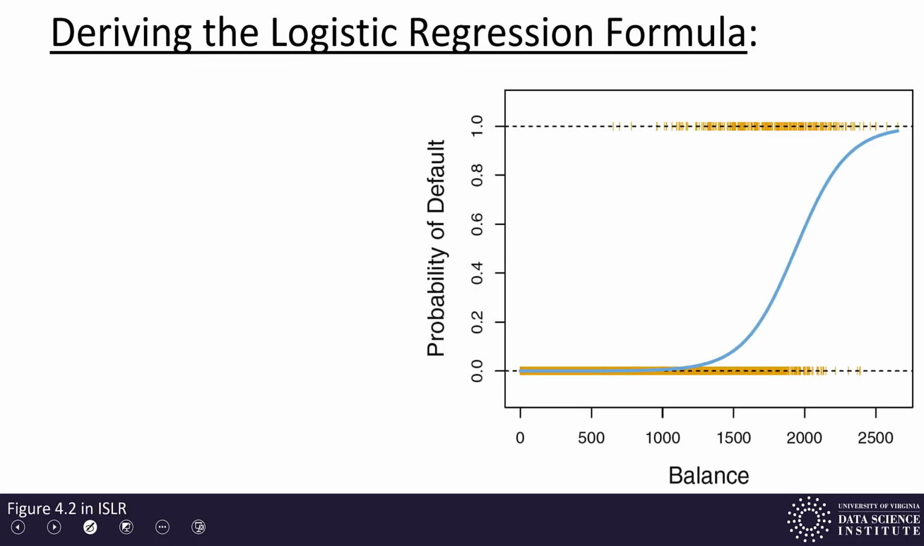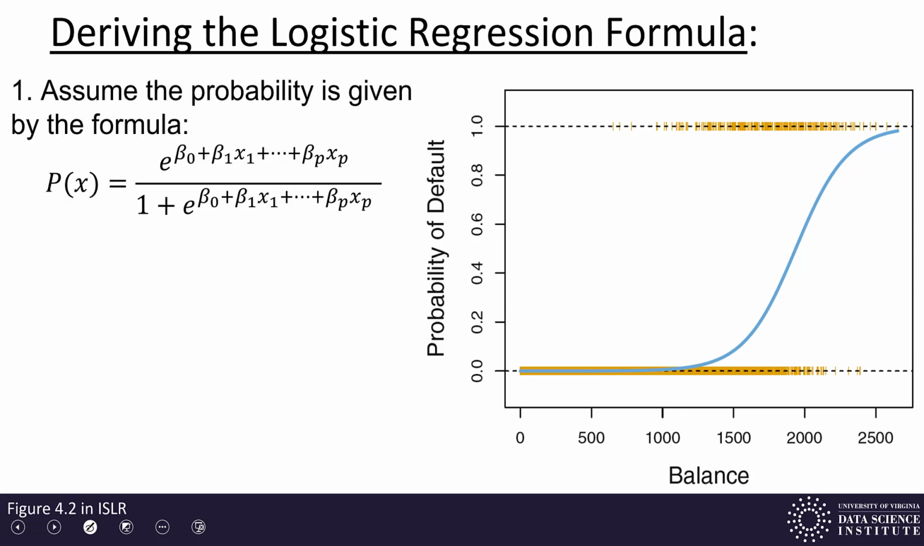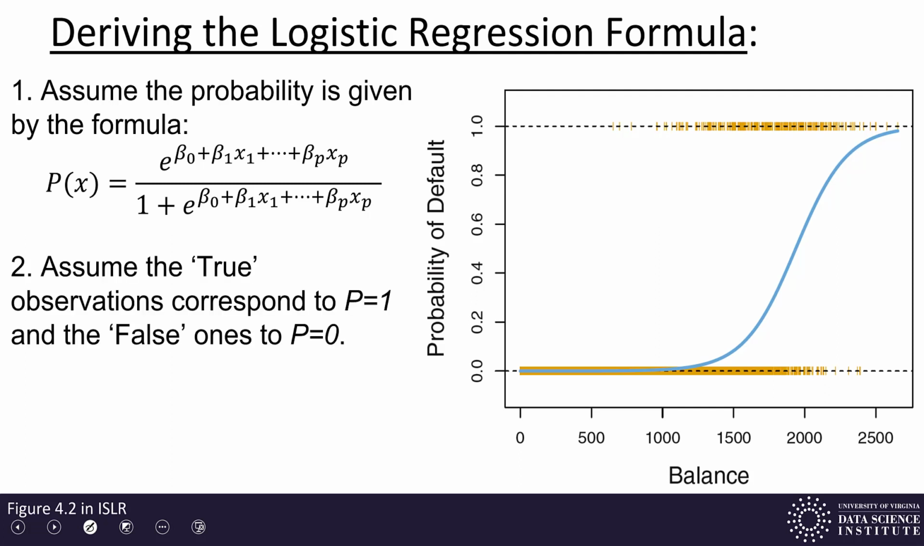Let's talk about deriving the logistic formula. Here's that graphic we saw on the first page. To solve for those coefficients in the logistic regression, this is what we do. We assume the probability of the event is given by this logistic function. It's the function we had on the previous page. Now we've written it out for an arbitrary number of p input variables. Then we assume that true observations correspond to P equals 1, and the false observations correspond to P equals 0. It doesn't have to be true, false. It could be any two categories.